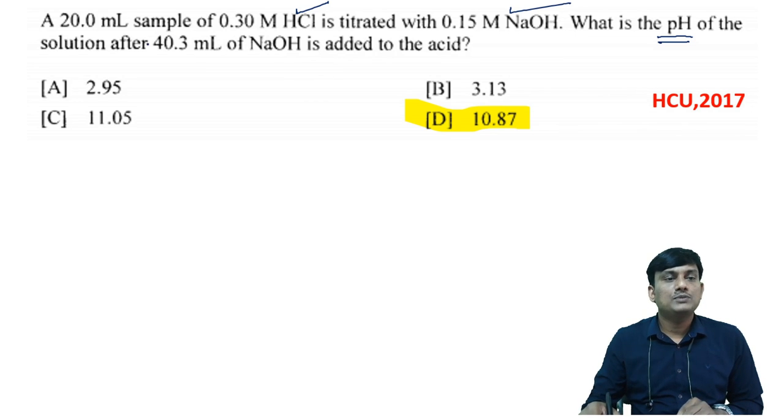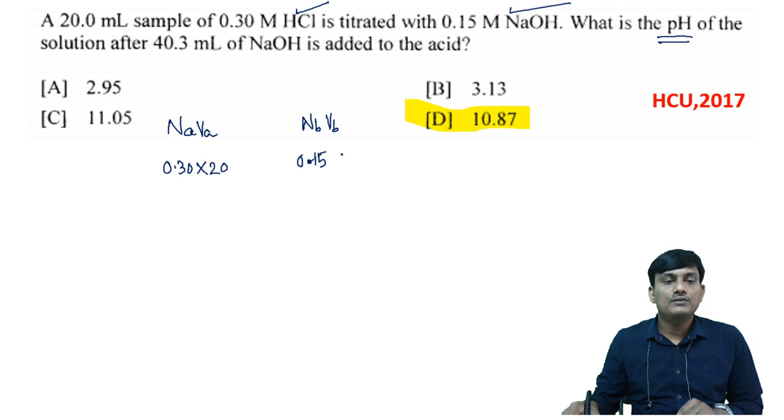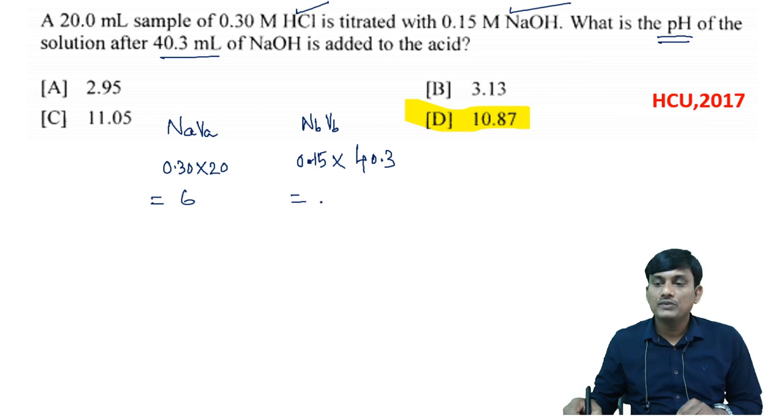For this we have to calculate first NaVa. This is the normality of acid and the volume of acid, and also NbVb, normality of base and volume of base. Here acid volume is 20 and concentration is 0.30 molarity or normality. So 0.30 into 20, this one is 6, and 0.15 into, this is the volume of NaOH, 40.3, you will get 6.045.